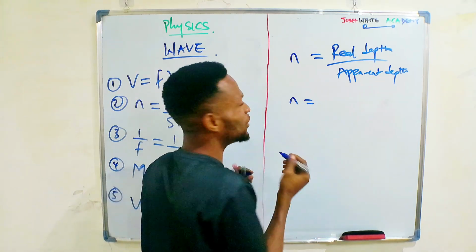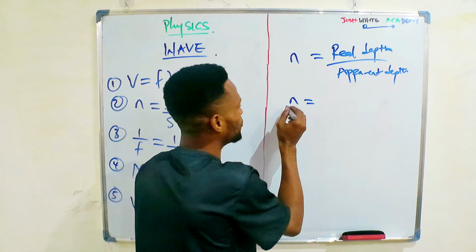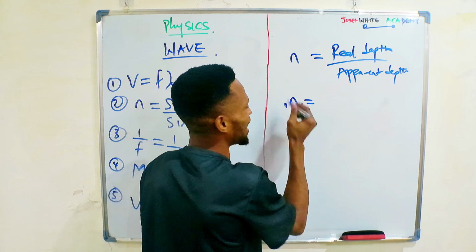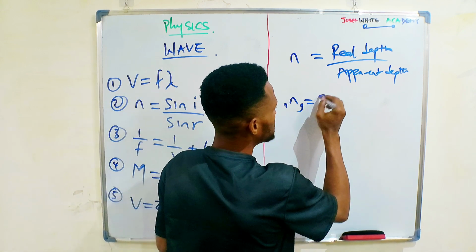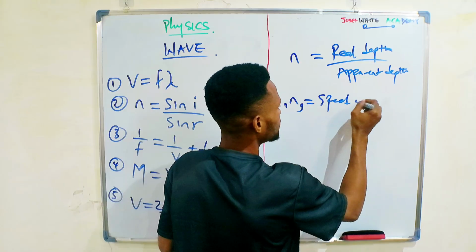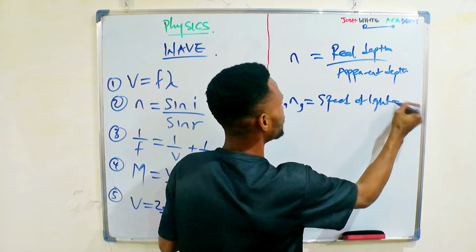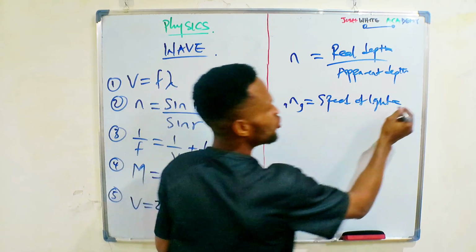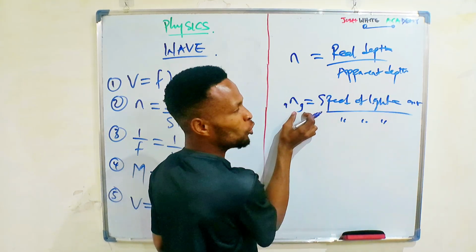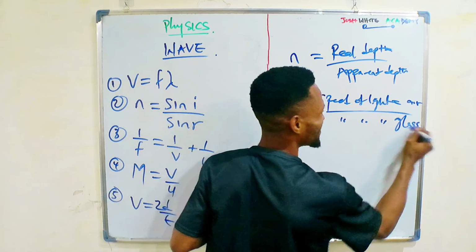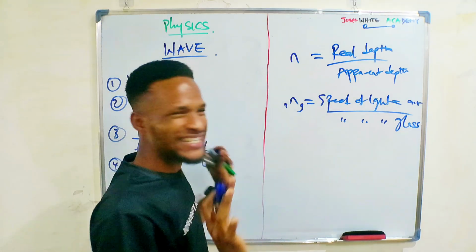Refractive index also, let's say light passes from air to glass. Refractive index will be speed of light or velocity of light in the first medium, which is air, divided by speed of light in the second medium, which is glass.